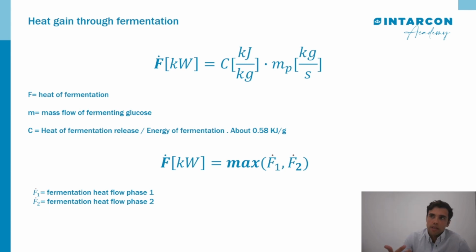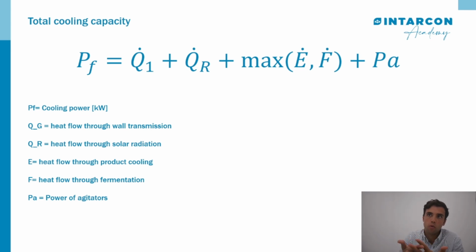So we have to size the system considering the greatest thermal demand from fermentation or cooling processes. Finally, we will have the total cooling capacity: the heat flow through wall transmission, in the case we have outdoor, the heat flow through solar radiation, and the maximum value of heat flow through product cooling or heat flow through fermentation, plus the power absorbed by the agitator, in the case we have one.